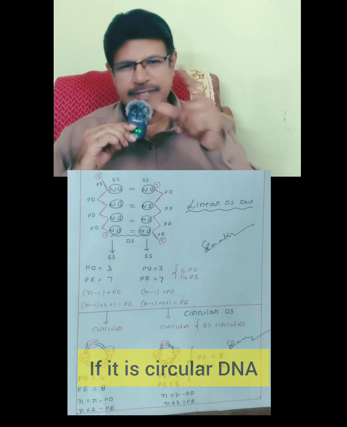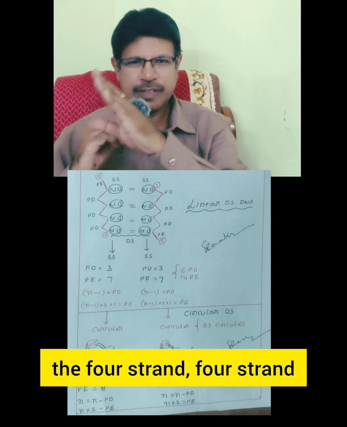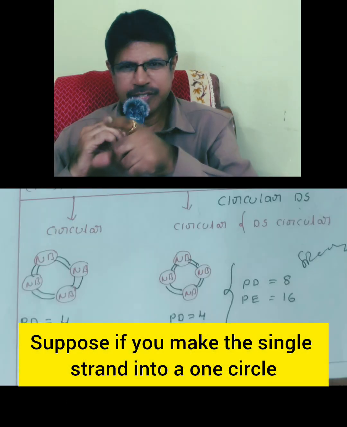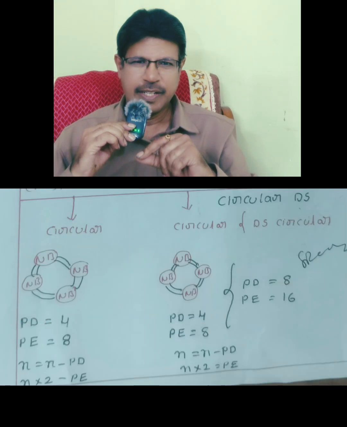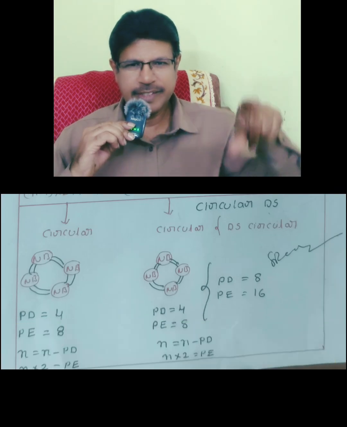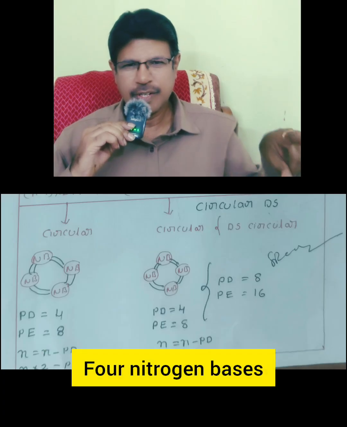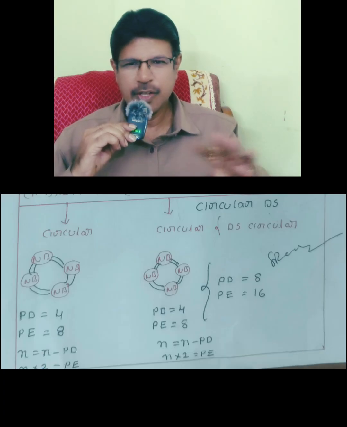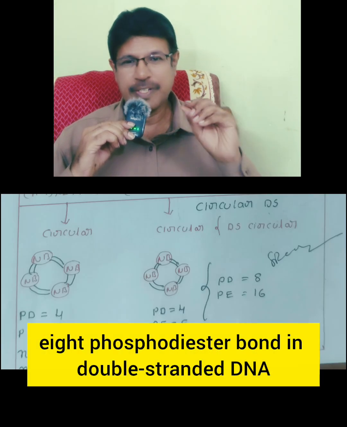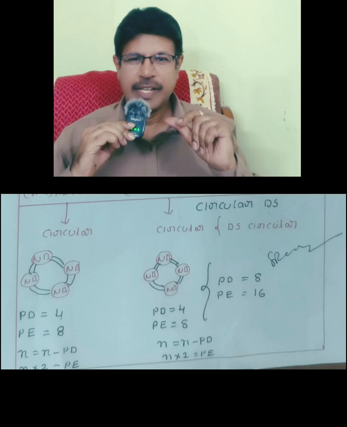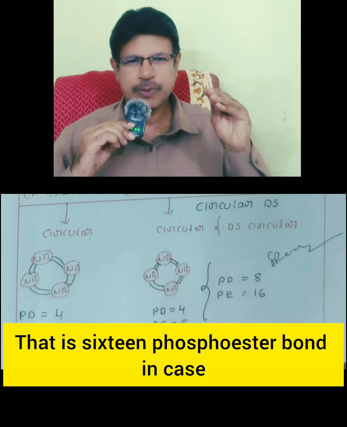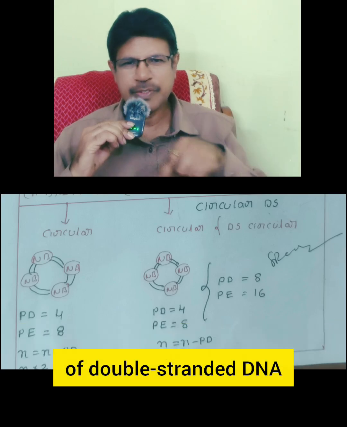Next, if it is circular DNA, with 4 bases per strand, 8 in total. Suppose you make the single strand into one circle, with 4 nitrogen bases, that means 4 phosphodiester bonds. In this you make one circle. 4 nitrogen bases, 4 phosphodiester bonds, 4 plus 4 for double-stranded DNA, 8 phosphodiester bonds in double-stranded DNA. The number of phosphoester bonds is equal to 8 into 2, that is 16 phosphoester bonds in the case of double-stranded DNA.